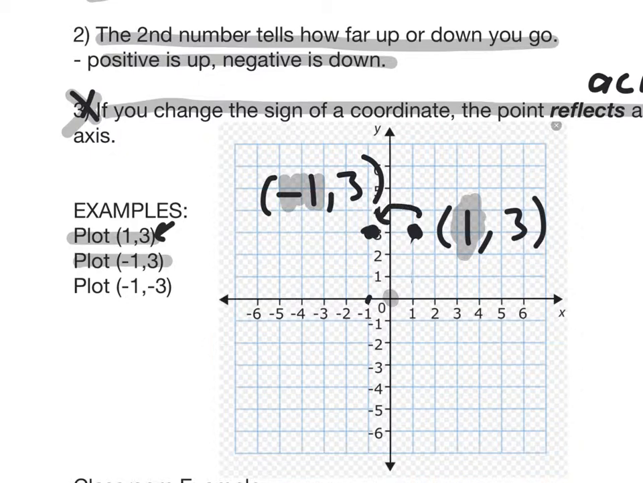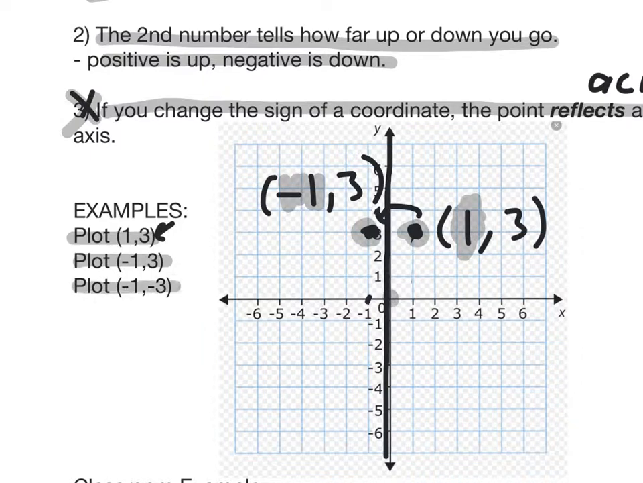Reflect is when something goes to the other side of an axis exactly the same distance. So it's almost like you folded the whole graph on the y-axis, and that first point ended up over there. All right?